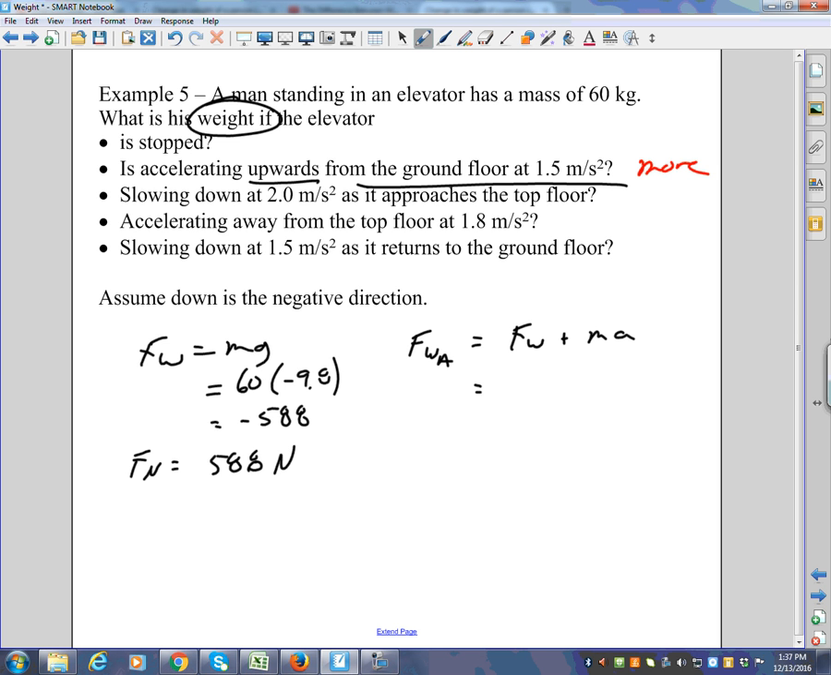So this is going to be 588 plus, remember he has to weigh more, 60 times 1.5. Mass is 60. He's accelerating upwards from the ground floor at 1.5. It's going to be more. Maybe I should be showing it like this. Maybe this would satisfy those kids. Maybe that would make you feel better? Okay. I've just realized this now in the middle of this. Fn. So this is going to be 588 plus 60 times 1.5, which is 90, right? So this is going to be 678. Does he weigh more? Yeah.